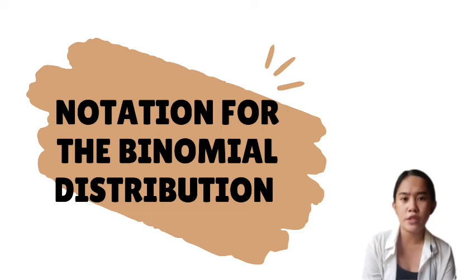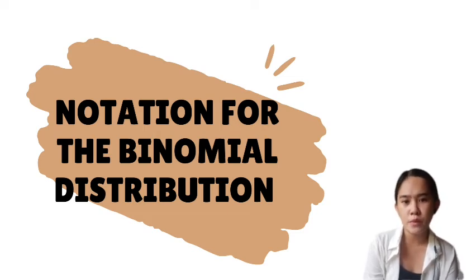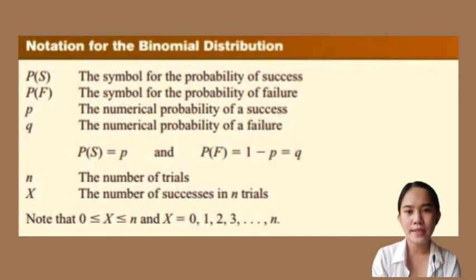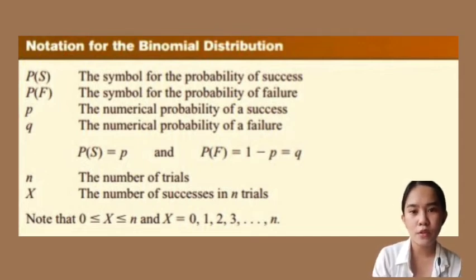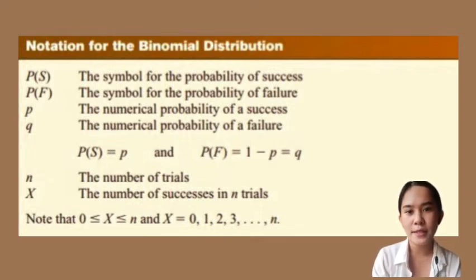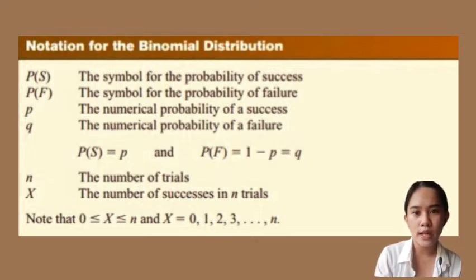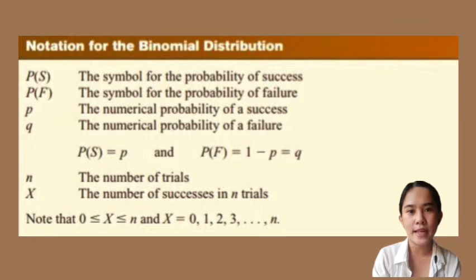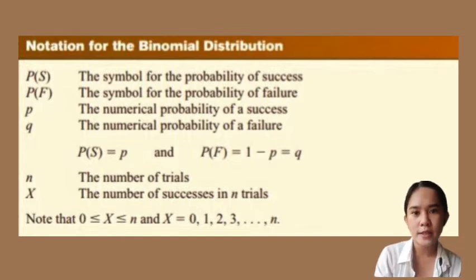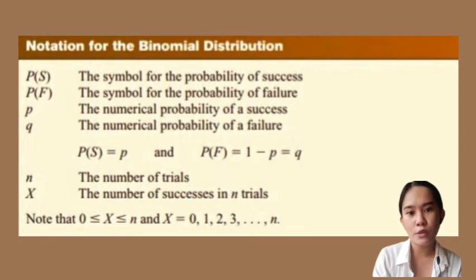The notation that is commonly used for binomial experiments and the binomial distribution is defined as follows. P(S) is the symbol for the probability of success. P(F) is the symbol for the probability of failure. The small letter p is the numerical probability of success. The small letter q is the numerical probability of a failure. So P(S) equals p, and P(F) equals 1 minus p, which equals q.